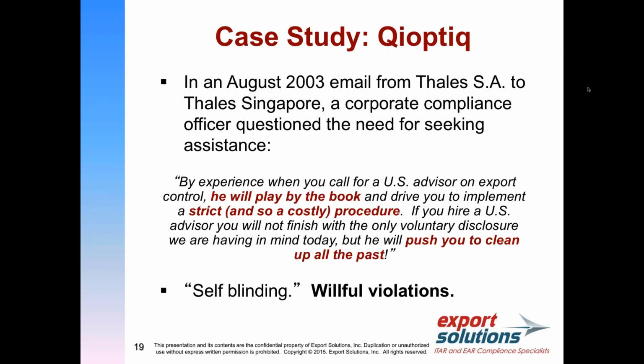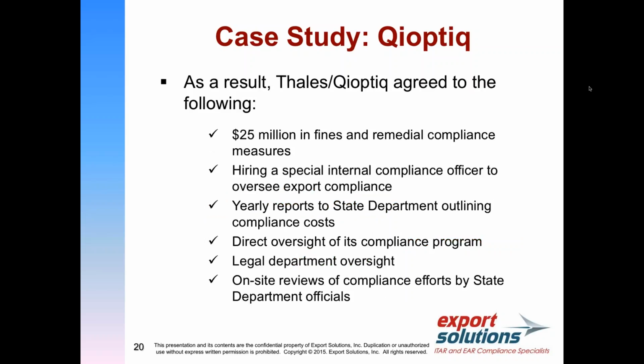If you hire a U.S. advisor, you will not finish with the only voluntary disclosure they're having today, but he will push you to clean up all the past. Self-blinding, they call that, willfully turning a blind eye to the regulations, willful violations. I would assume that this person got into a lot of trouble, at the very least, lost his or her job, and may even have spent some quality time alone in a 6x6 cell somewhere. So it's very serious.